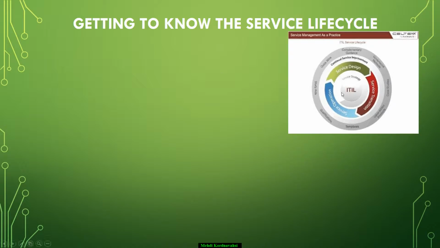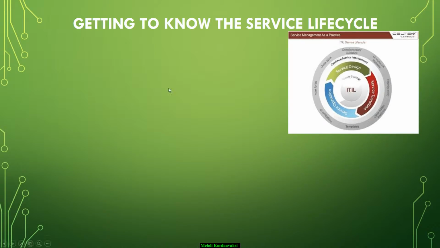Let's look at the picture. Service transition is where you find the dummy who does the testing. The next is service design, where you find the dummy who does the design, and the service strategy, where you find the dummy who approves things at the beginning.